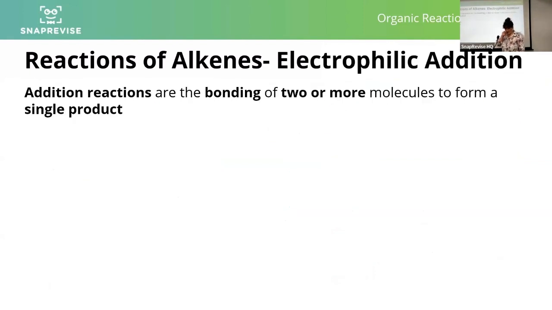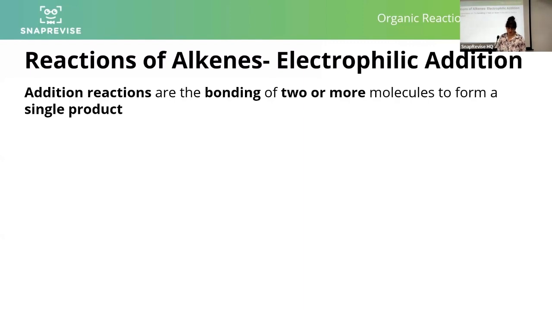Okay, let's think about electrophilic addition then. Addition reactions are the bonding of 2 or more molecules to form a single product. That's how we can work out if something is addition. You're combining 2 things to make one product, or more than 2 things to make one product. So for example, addition polymerization with alkenes is an addition reaction. You have actually got condensation polymerization, which produces a second product, so that's obviously not addition.